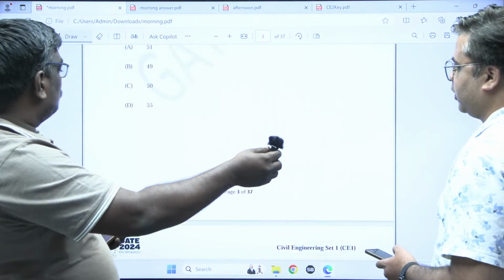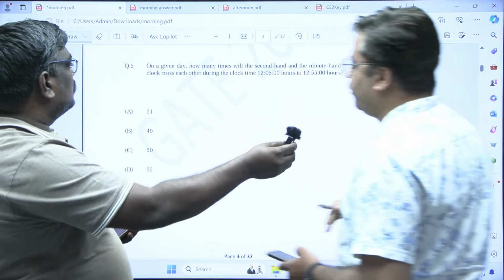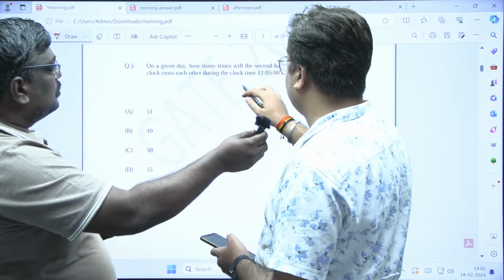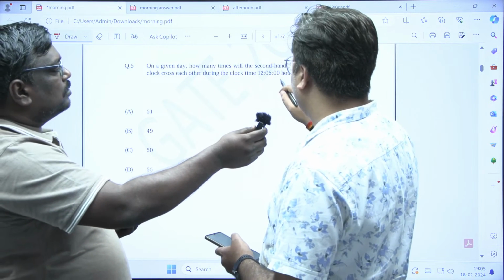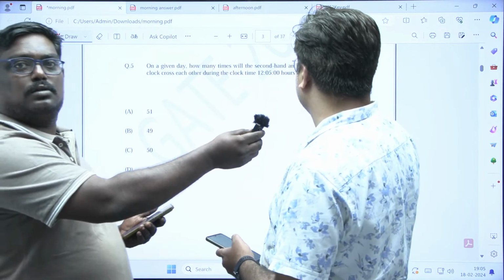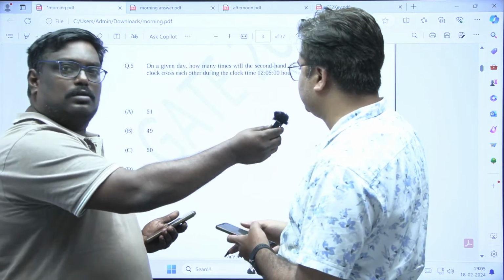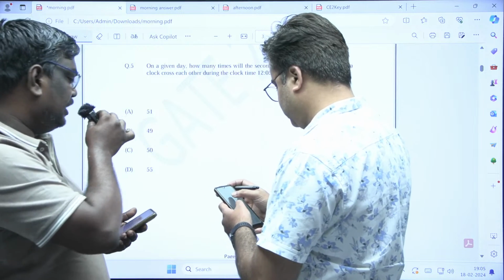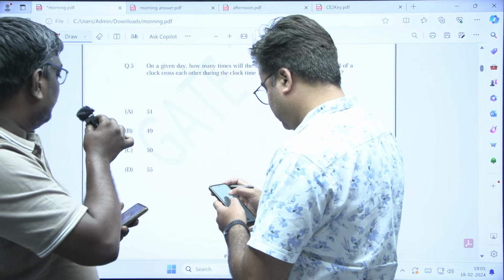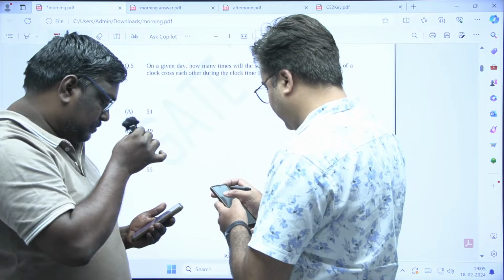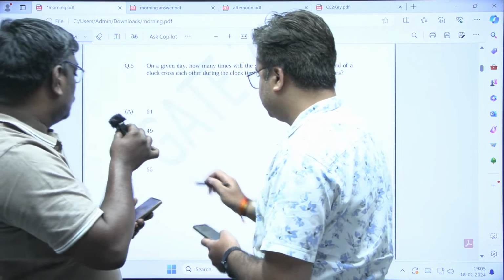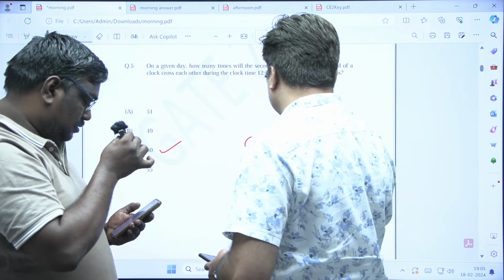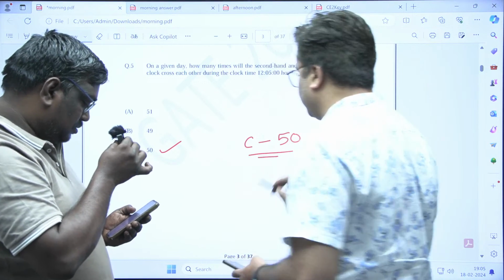This is question number 5. On a given day, how many times do the second hand and the minute hand of the clock cross each other during the clock time 12 hours 5 minutes to 12 hours 55 minutes? I think the option is D. See, students, the option is D and the answer is 55. Sir, question number 5 is C. Okay, sorry, C, 50. It is 50, sir. So option C is correct and the answer is 50.